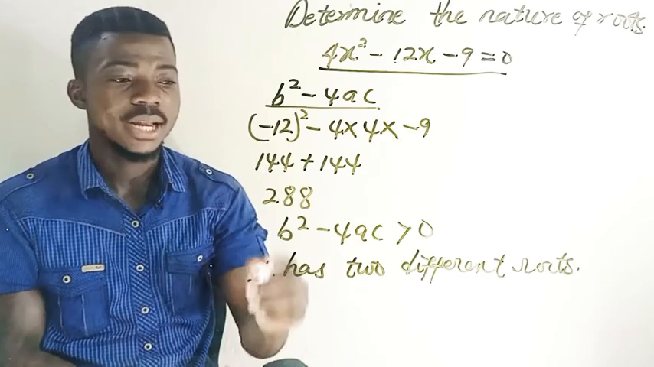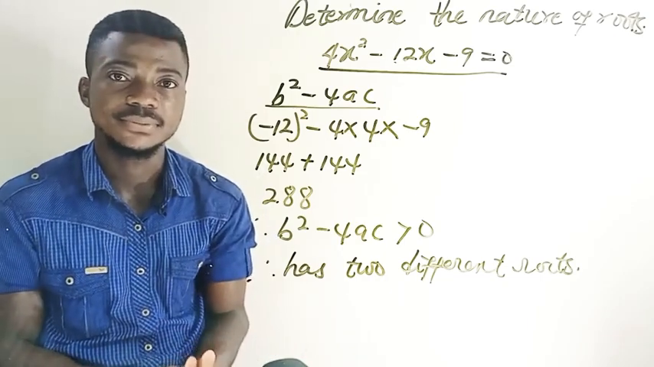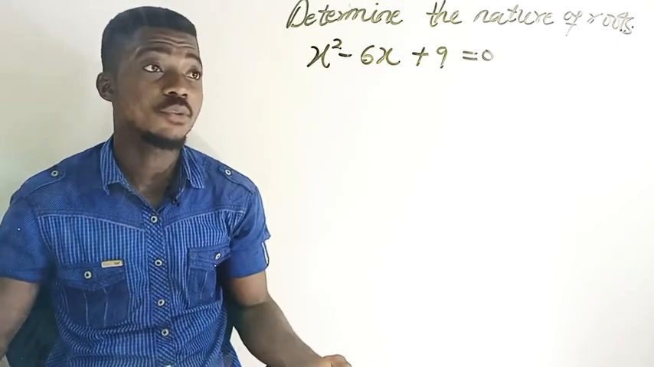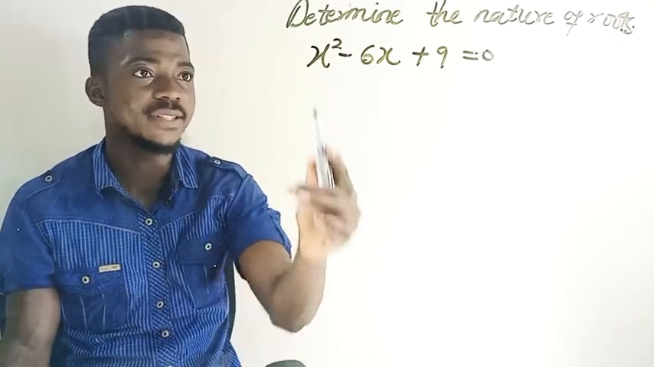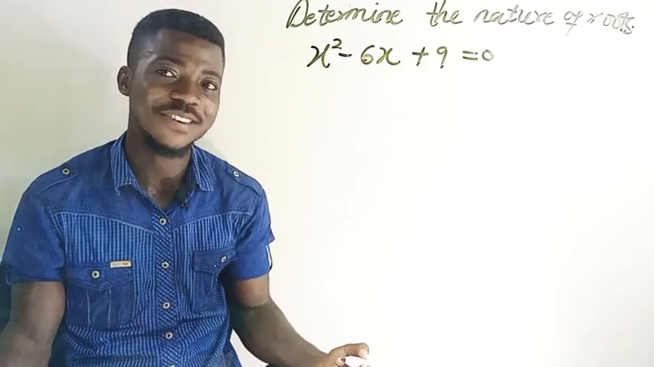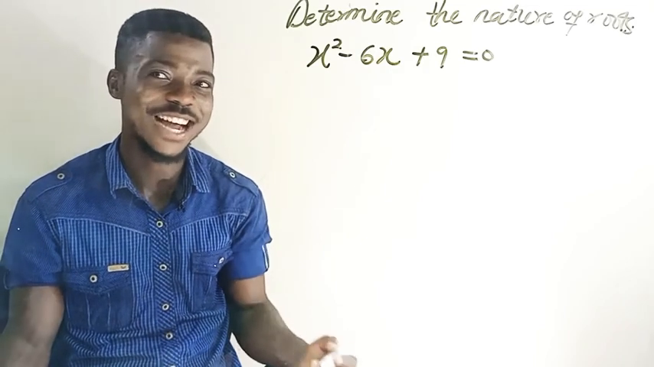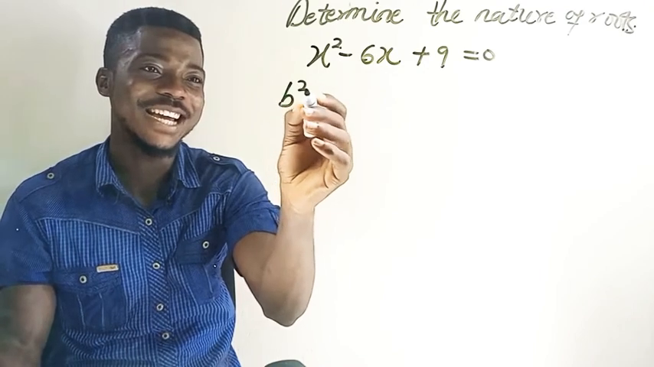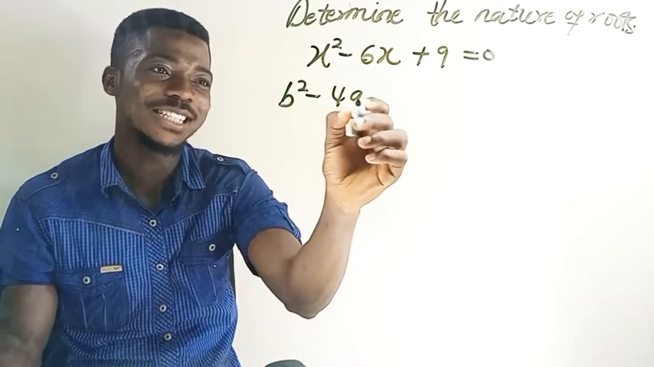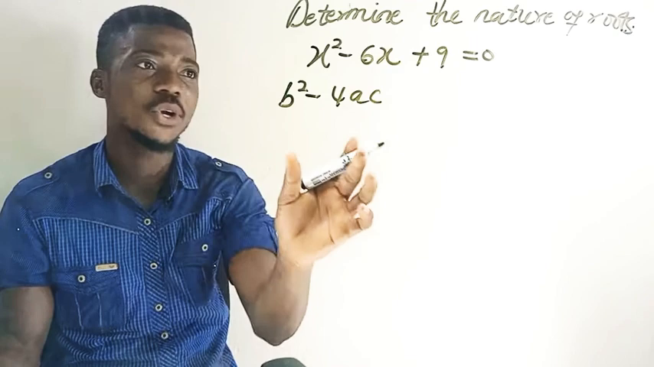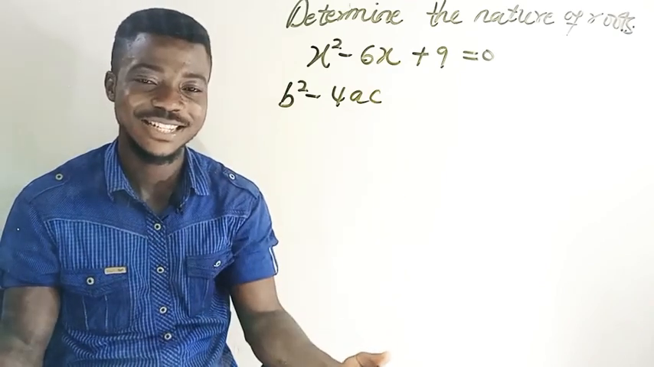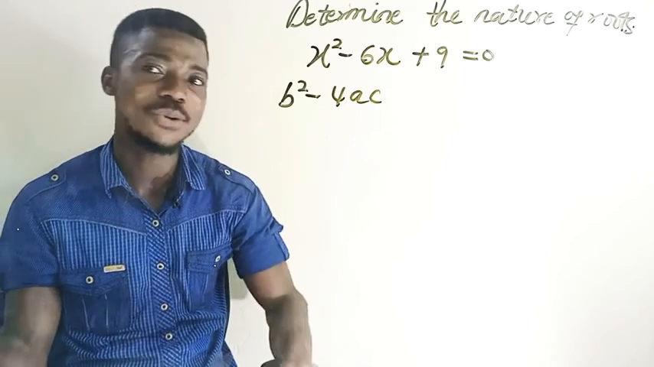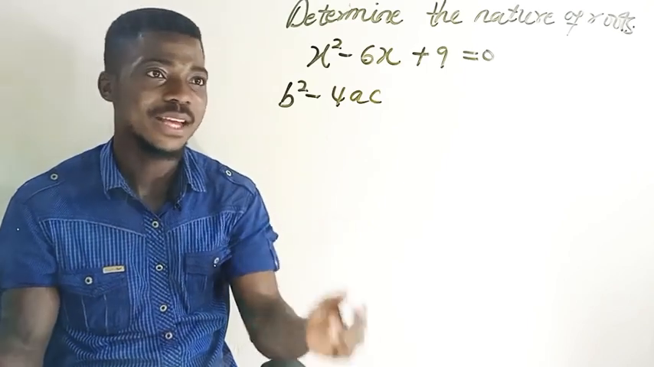All right, great. Let's do another example. With this one, we have to determine the nature of the roots. Like I said, the first thing you have to do is to find the discriminant of the equation. How do you find it? You use the rule b squared minus 4ac. When you have the discriminant, you automatically will be able to determine the nature of the roots. Now let's do it.